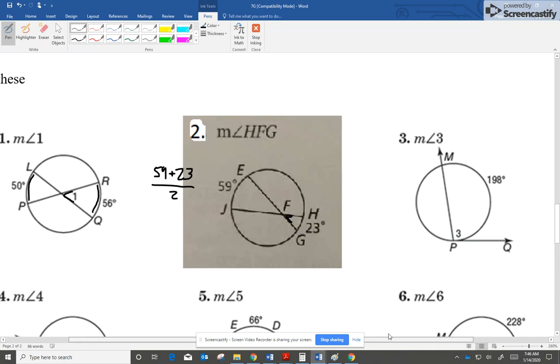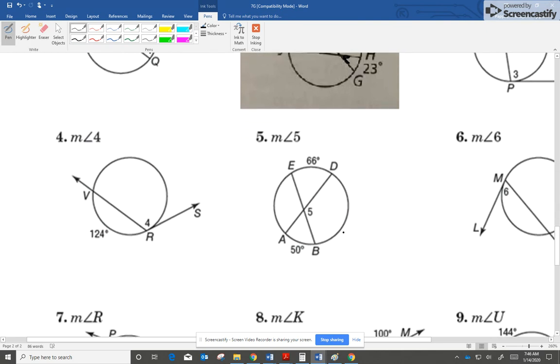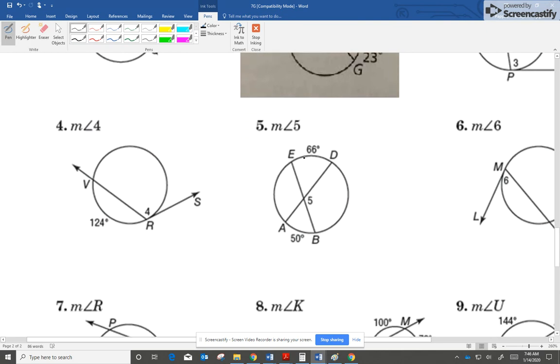Okay, I'm going to skip down to number 5 here real quick. Number 5, so we're trying to find the measure of angle 5, right? Well, the problem with angle 5 is that we don't have either of these two arcs, okay? But what we can do is I'm going to put an angle X right here, which is next to it, which also forms a line with it. Now we can find the measure of angle X, okay?